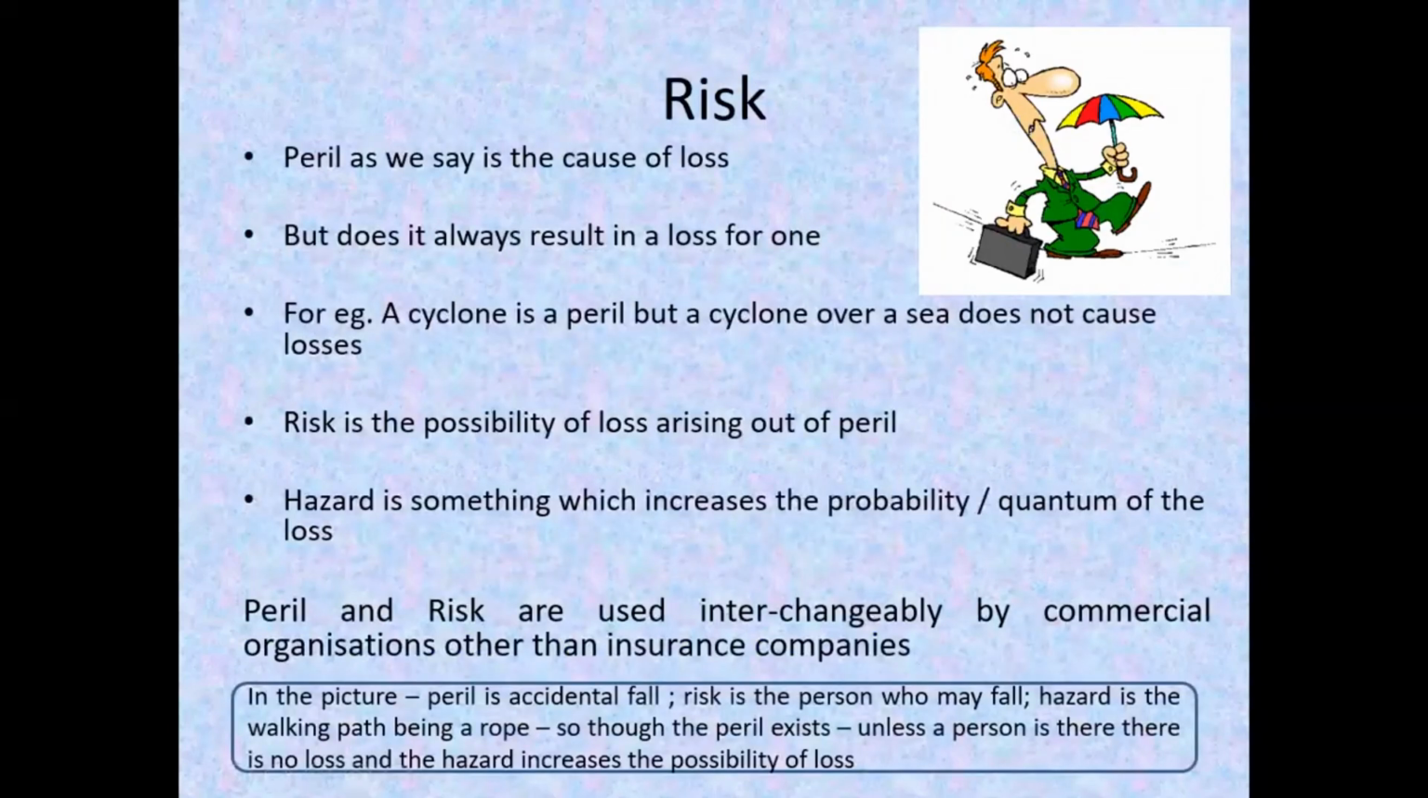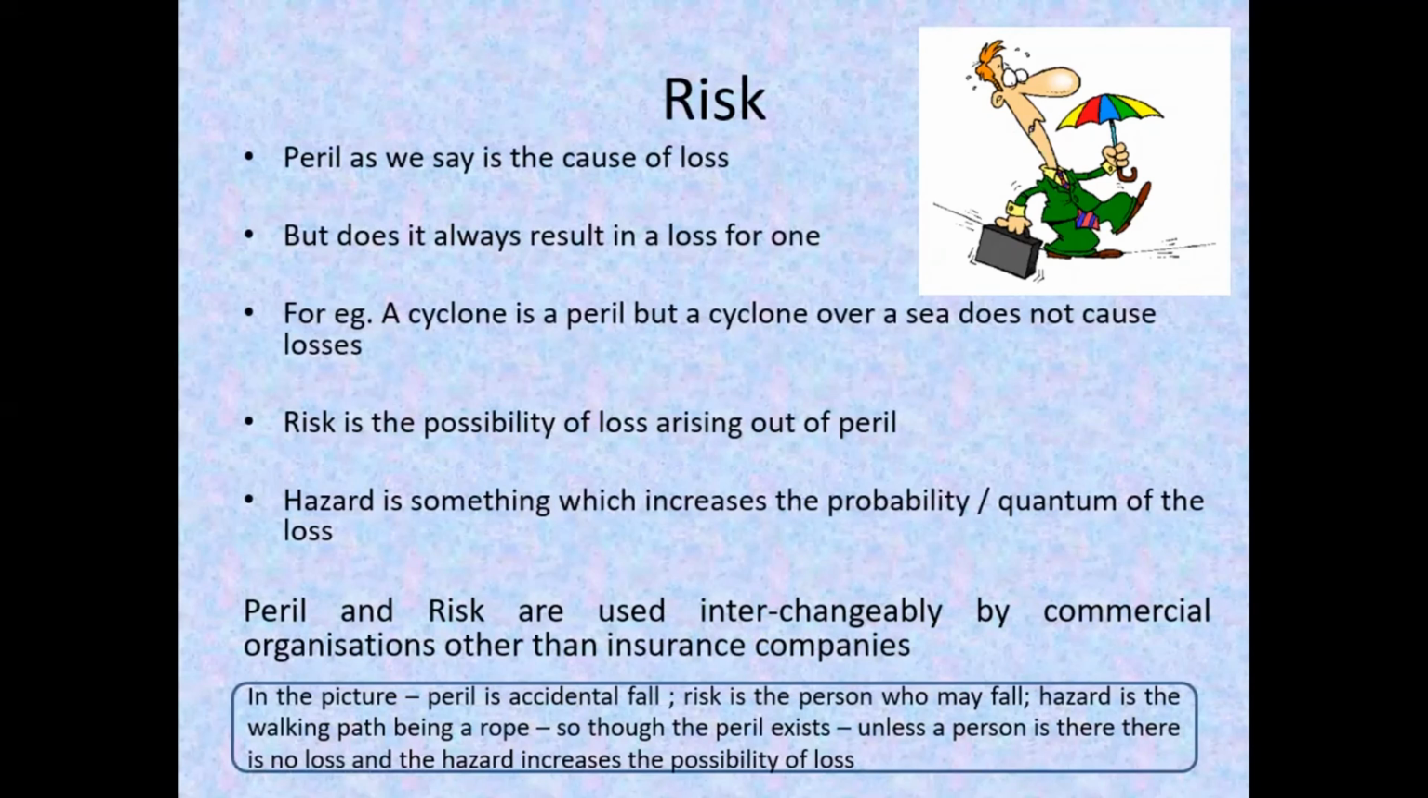Now the second word that we saw was risk. Risk means what? We already saw what is a peril. Peril is simply cause of loss. Risk means it increases the chances of a peril. Isn't it? So it's a very risky thing to go out on a rainy day because I may slip and fall. Right? So risk is the possibility of loss arising out of a peril.